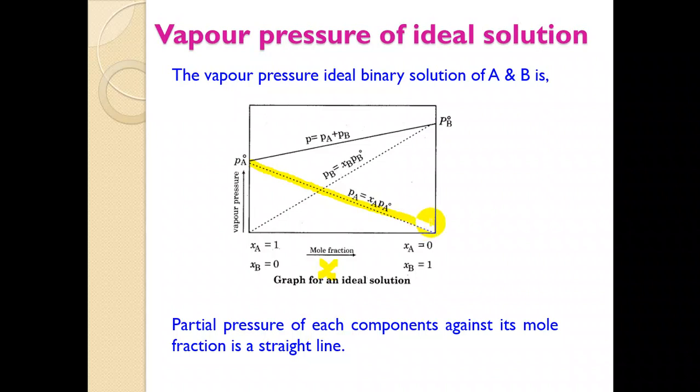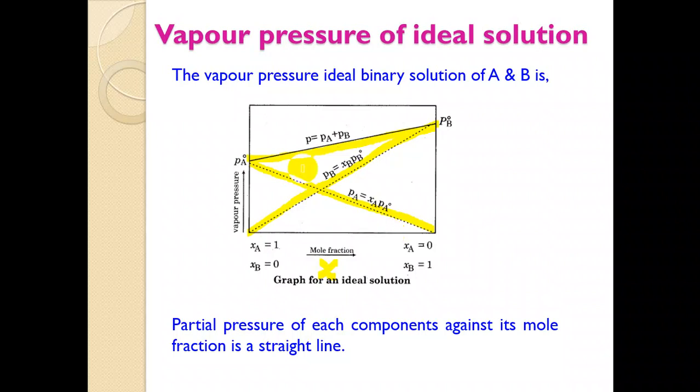In the same way, if you plot the vapor pressure of solute versus its mole fraction, again you will get a straight line like this. Or even if you plot a graph between the mole fraction of either solute or solvent versus total pressure, you will also get a straight line. So whenever you get a straight line for the plot between mole fraction and vapor pressure, you can say that the solution obeys Raoult's law and can be an ideal solution. So this graph is only for an ideal solution.